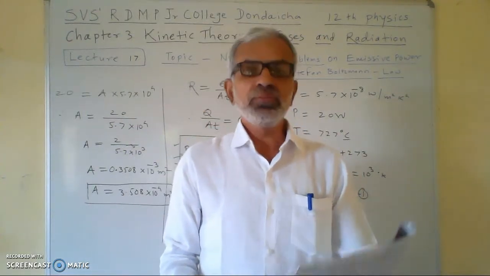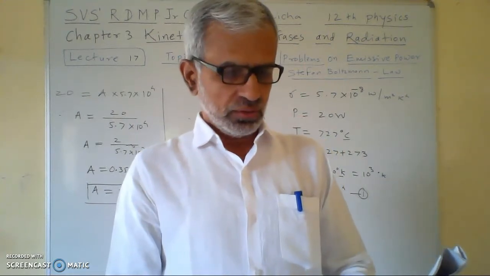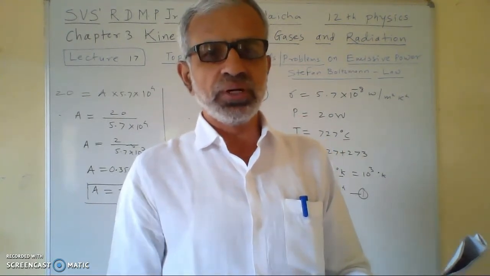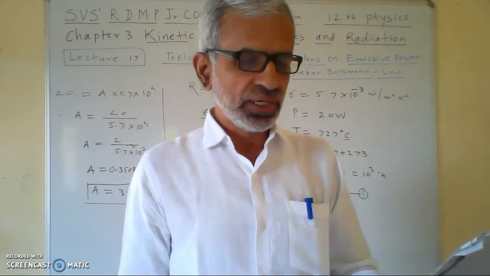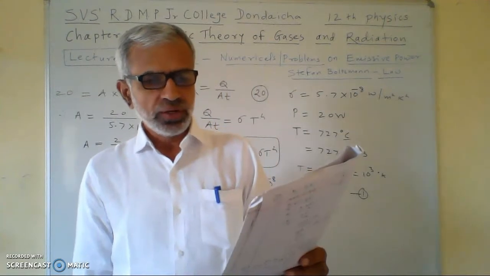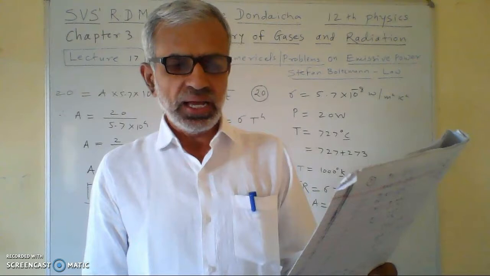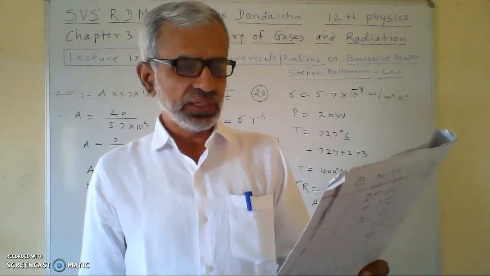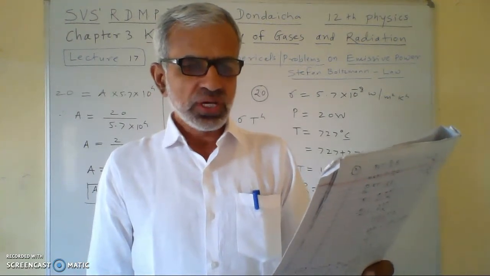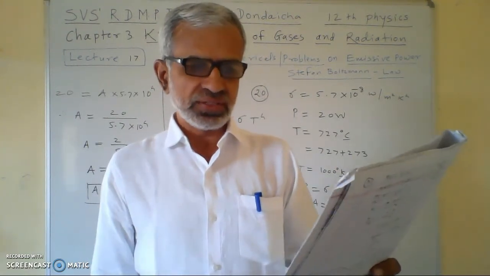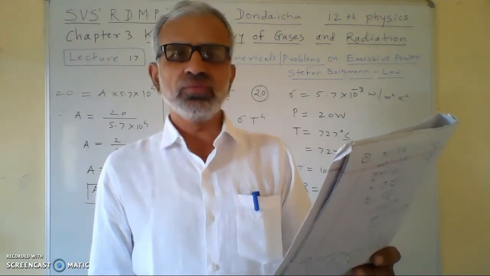Now in problem number 22, I will read this problem. Compare the rates of emission of heat by black bodies maintained at 727 degrees Celsius and 227 degrees Celsius if black bodies are surrounded by enclosure at 27 degrees Celsius. What would be the ratio of their rates of loss of heat?